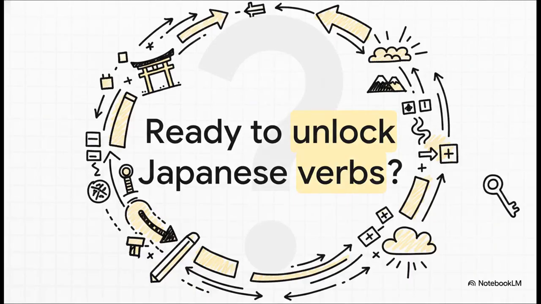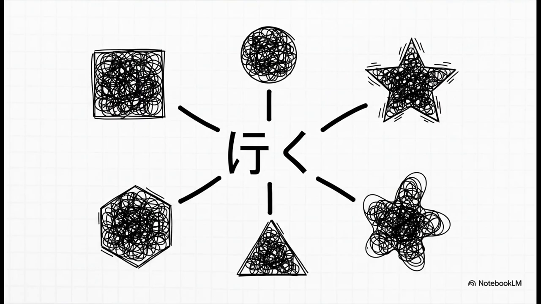So you ready for this? If you've ever stared at a Japanese verb chart and felt totally overwhelmed, trust me, you are not alone. But here's the thing, there's a system to it all. It's not just random. Understanding that system is the key, and honestly, iku is the perfect verb to help us crack the code.